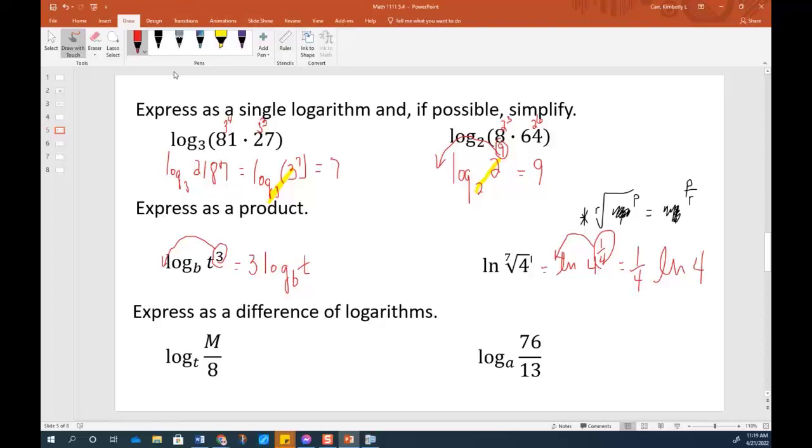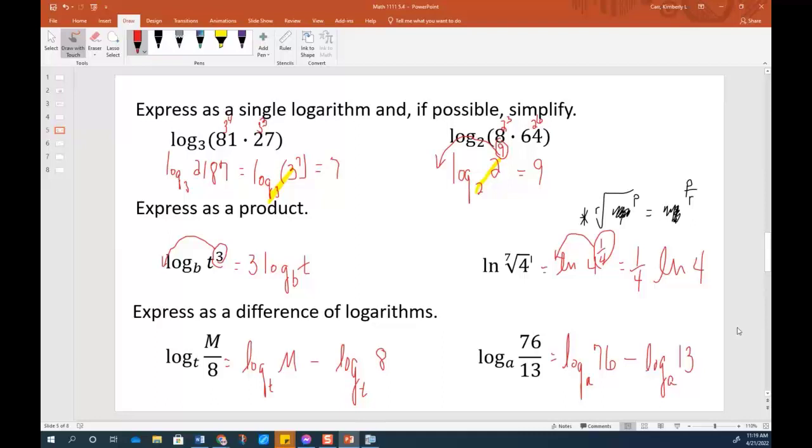That's a product. Now the difference, you've got to remember the divide becomes subtract. But you do need to write the log with each part. So I have log base t of m minus log base t of 8. And I know it's longer, but that's the answer. Over here, this one, log base a of 76 minus log base a of 13.